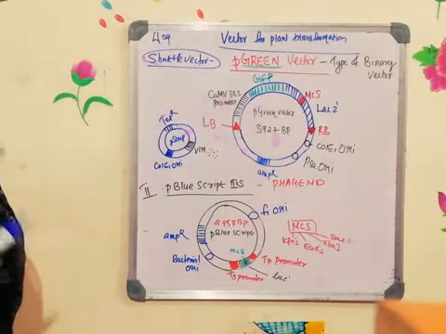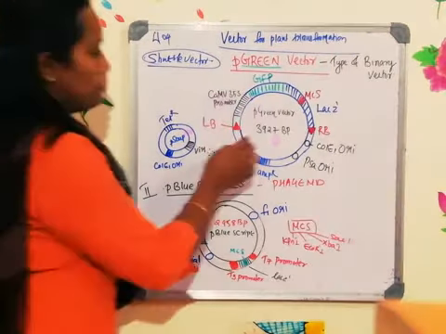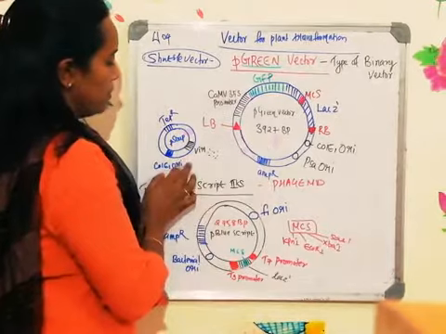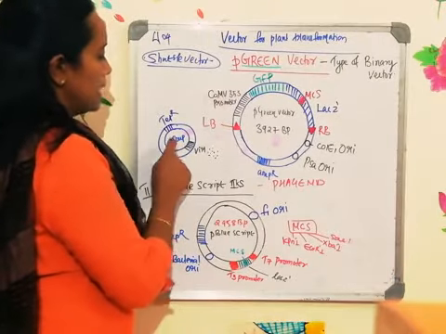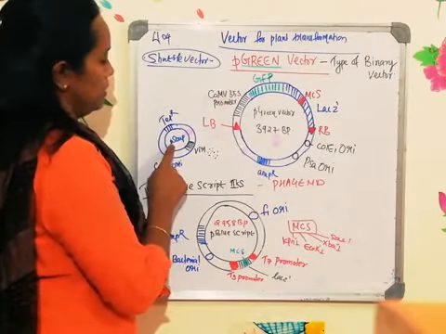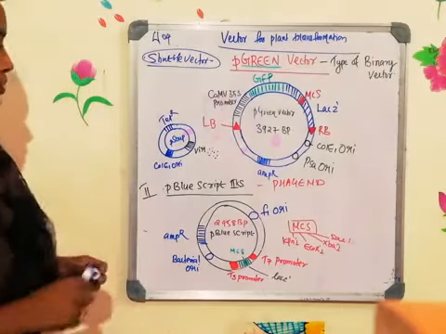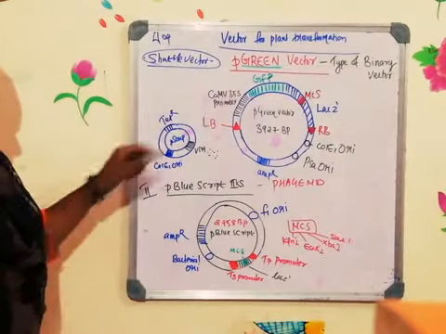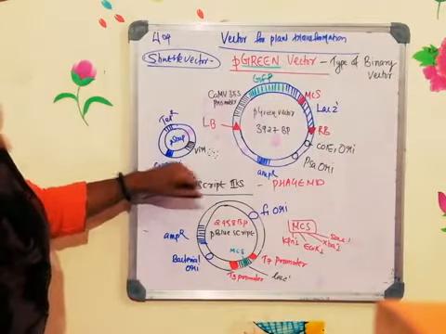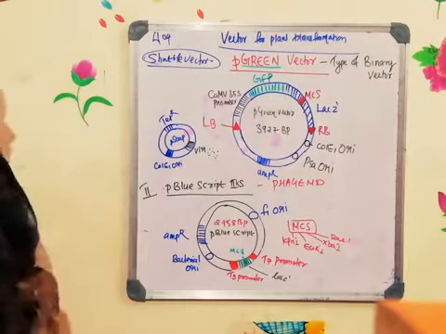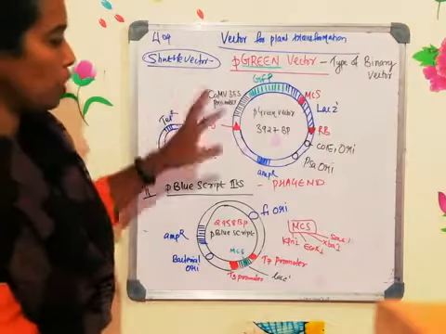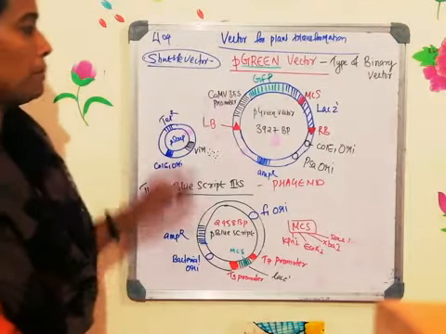You know how it is used. Similarly, here when pGreen vectors are used, we have to use a helper. The helper is known as the pSoup plasmid, S-O-U-P, soup. Okay, pGreen is always associated with the pSoup vector, which has the virulence region, which will express and produce the virulence protein.